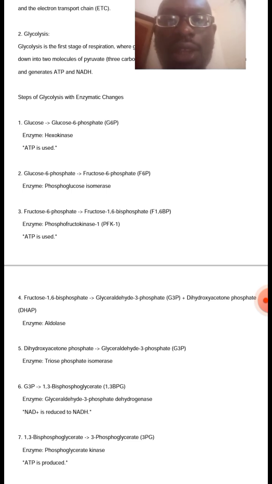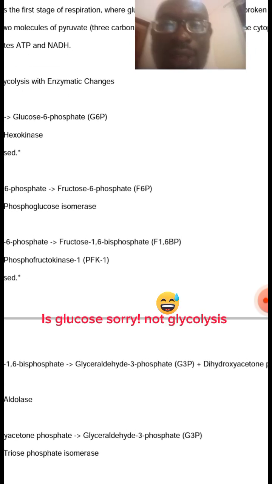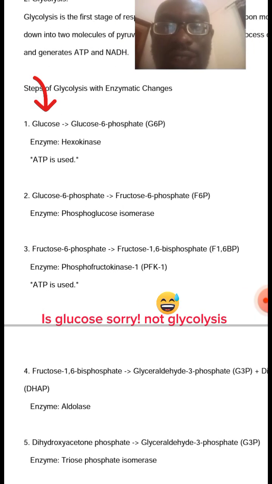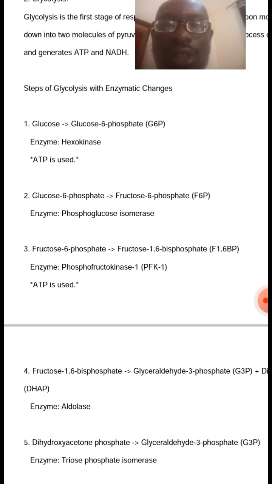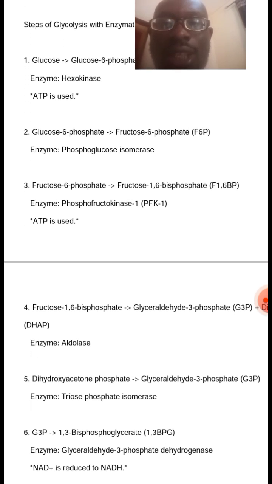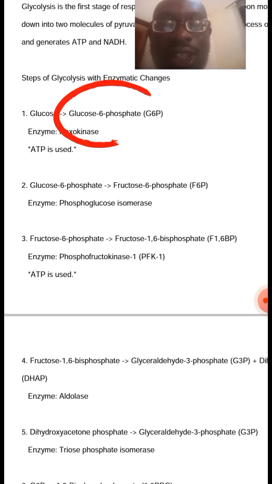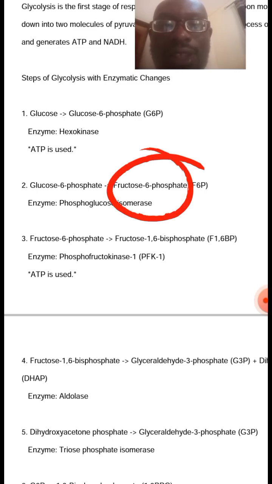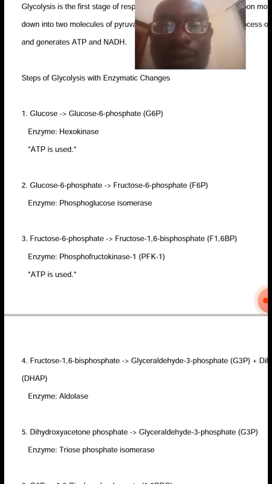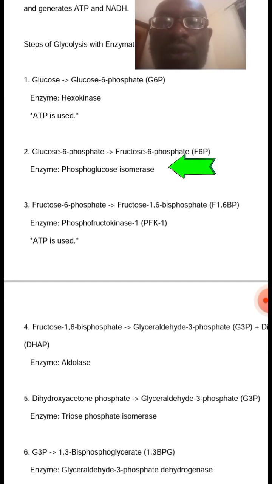So the first substrate in number 1 is glucose, right? And it's changed into glucose 6-phosphate, which is G6P. And the enzyme responsible is hexokinase. ATP is used for that reaction. Then in step 2, the G6P is transformed into F6P, which is fructose 6-phosphate, and the enzyme responsible is phosphoglucose isomerase.